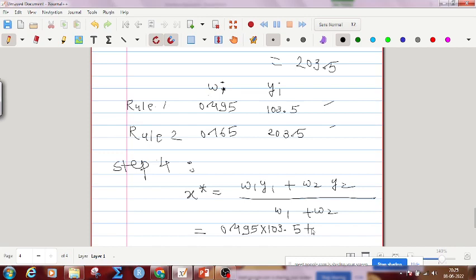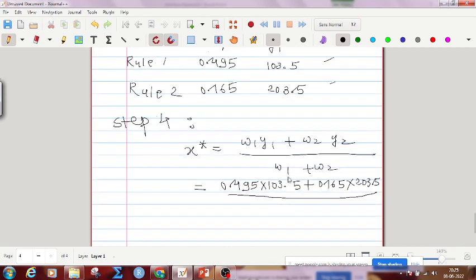103.5 plus w2 y2, that is 0.165 into 203.5, divided by w1 plus w2, that is 0.495 plus 0.165. Okay, this gives me the final value, which is our required output for the corresponding input, x1 equal to 3.5 and x2 equal to 100. So can any one of you please tell me this value?